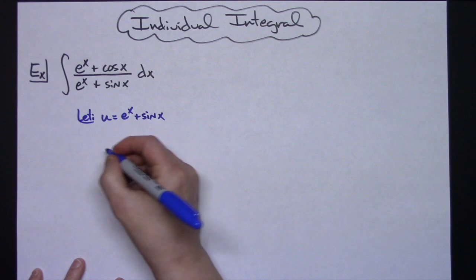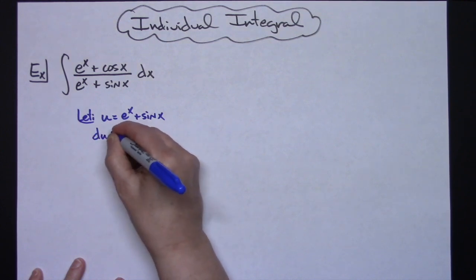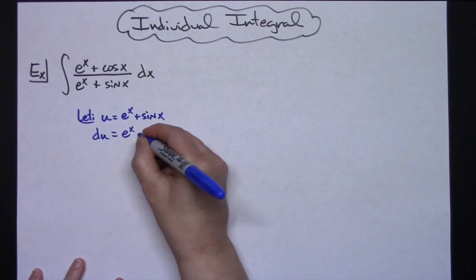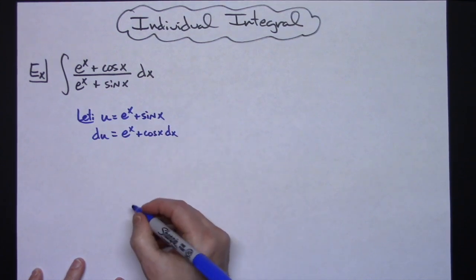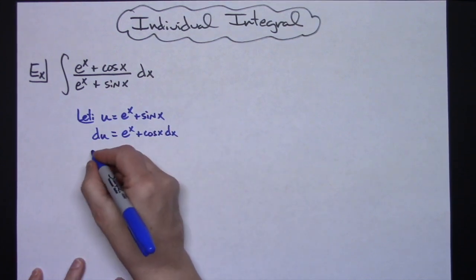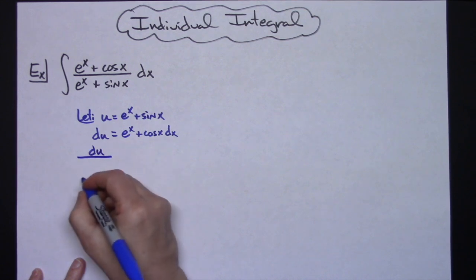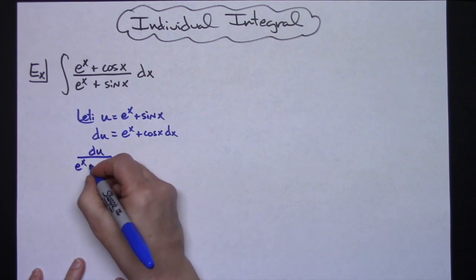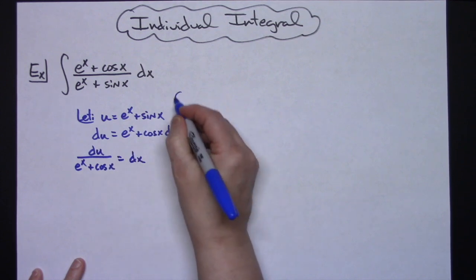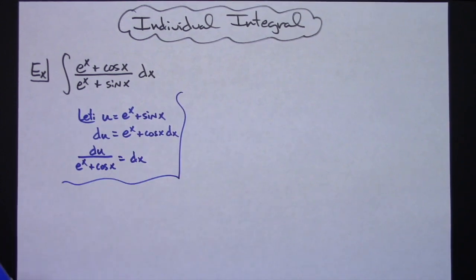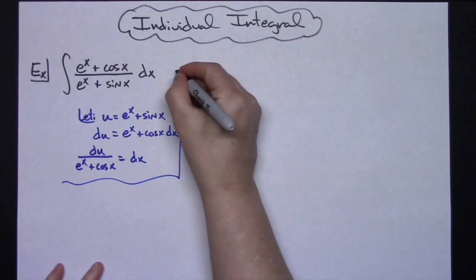All right, and then we'll take the derivative of both sides. du equals e to the x plus cosine x dx. We'll go ahead and solve for that dx, dividing both sides by that, so we'll have du over e to the x plus cosine x equaling our dx. All right, and then we'll come back up and we'll do our substitutions here.